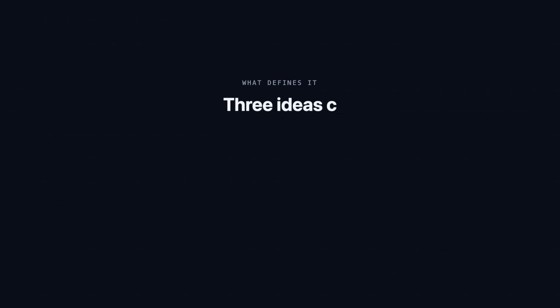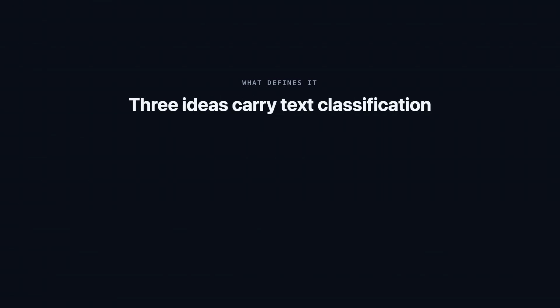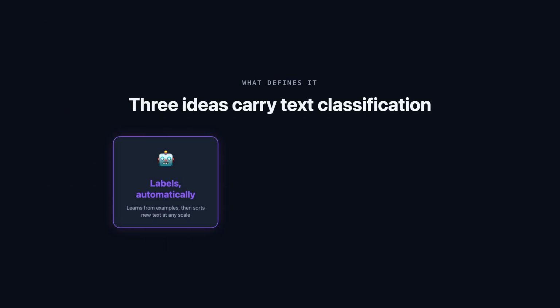Boil it down, and 3 ideas carry text classification. It assigns categories automatically. Give the model labeled examples, and it maps any new text to a label on its own, turning a slow manual chore into an instant, repeatable decision that runs at essentially unlimited scale.